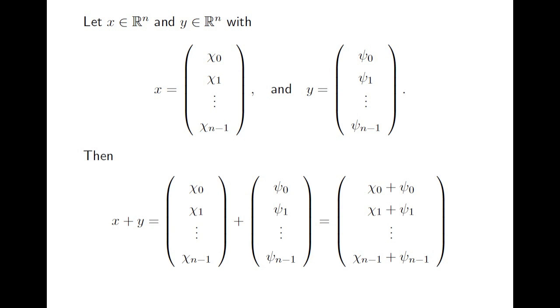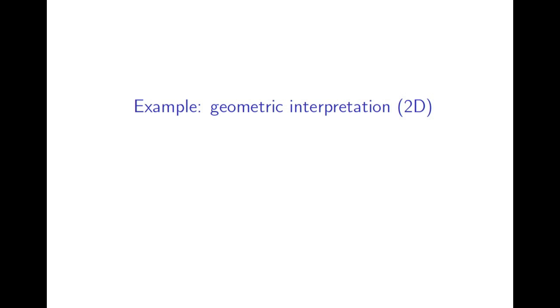Let's look at how to add two vectors. Given two vectors x and y of size n, their sum is computed by adding corresponding components. What is more interesting is to look at what this means geometrically.